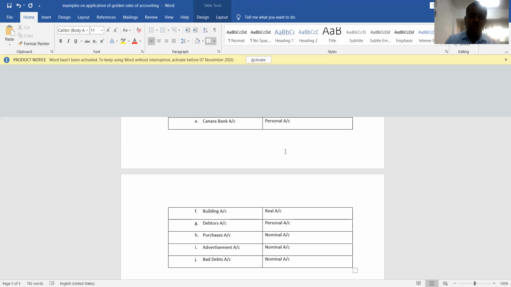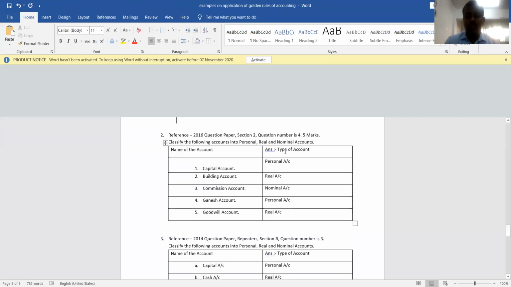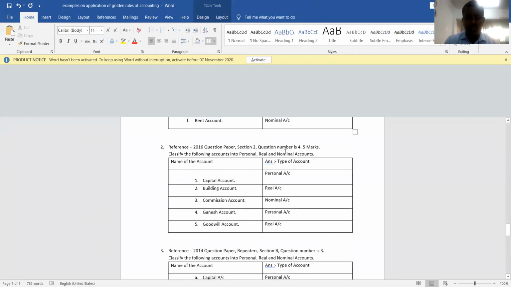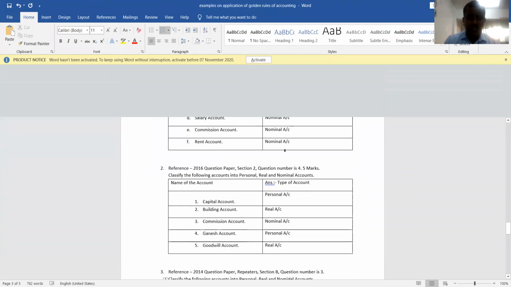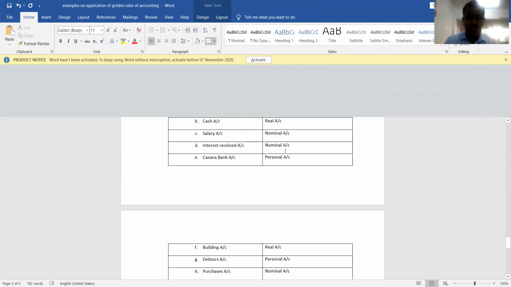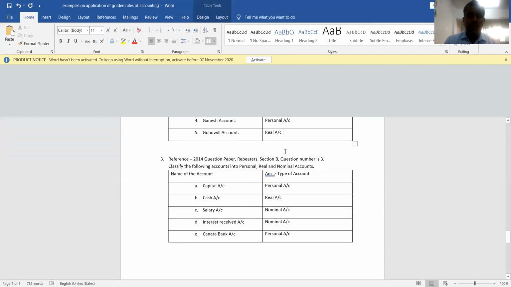So that is all about classification of accounts, and we have solved a total of 3 problems in connection with it. One is the 2018 question paper problem, the second is the 2016 question paper problem, and the third is the 2014 repeaters question paper problem. Be perfect with classification of accounts and application of golden rules of accounting. These are very helpful for solving problems on journal. In my next video we will work on the next concept of accounting, called journal.